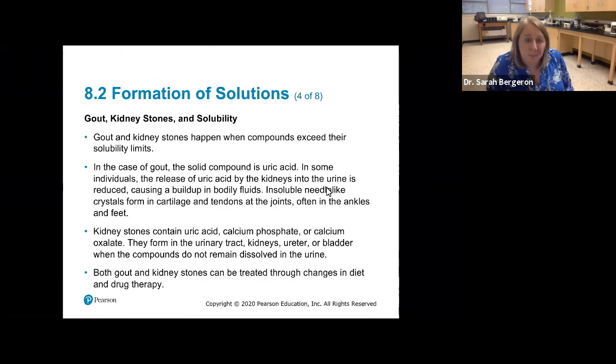So in both gout and kidney stones, whatever the compound is, it's exceeding the solubility limits. And so we have some of those solid particles in what should be pure liquid, and it causes problems. In the case of gout, the compound is uric acid. Your kidneys are supposed to filter out uric acid and you're supposed to urinate it out. But a lot of times that doesn't happen in these patients. And so you end up having a buildup of uric acid in your bodily fluids.